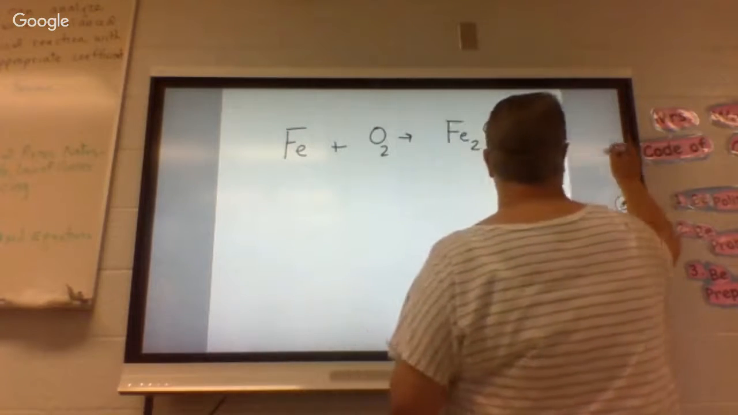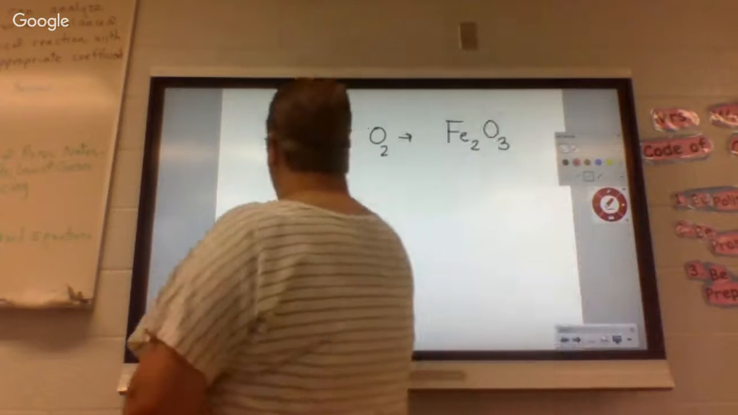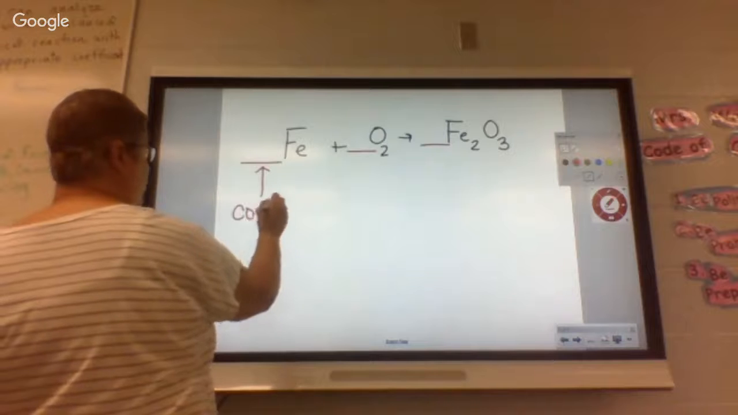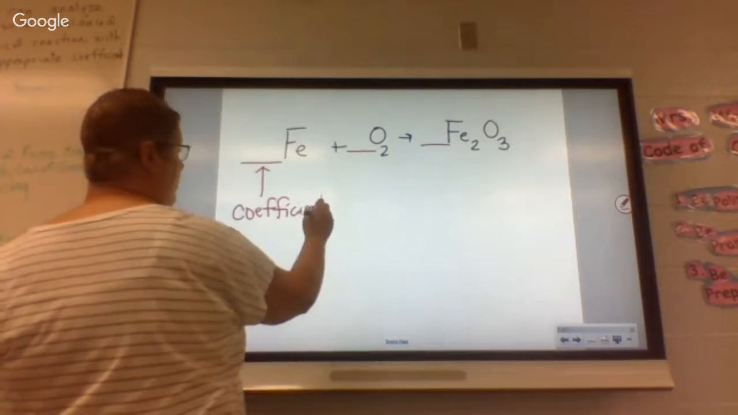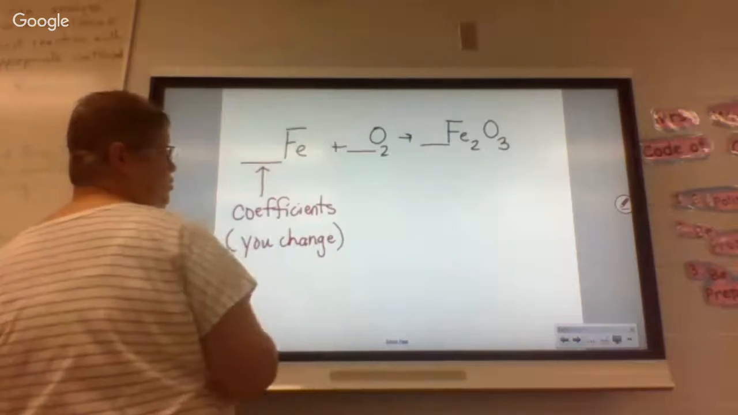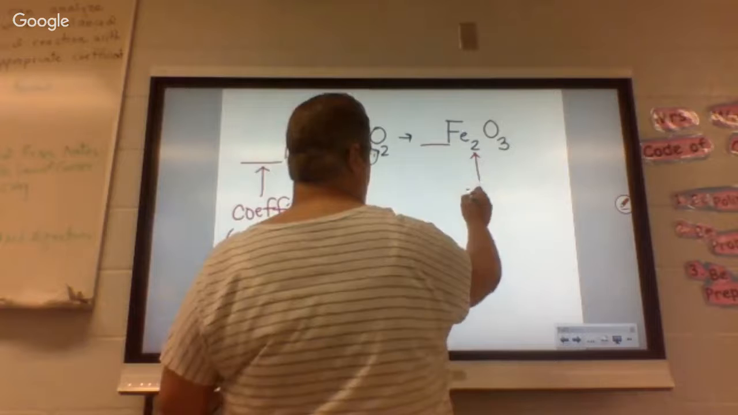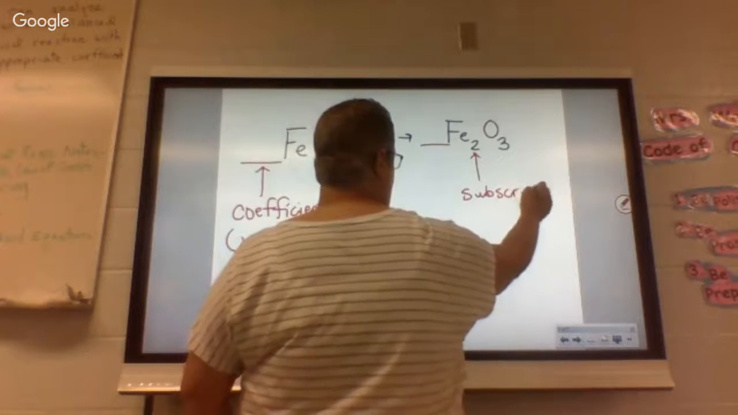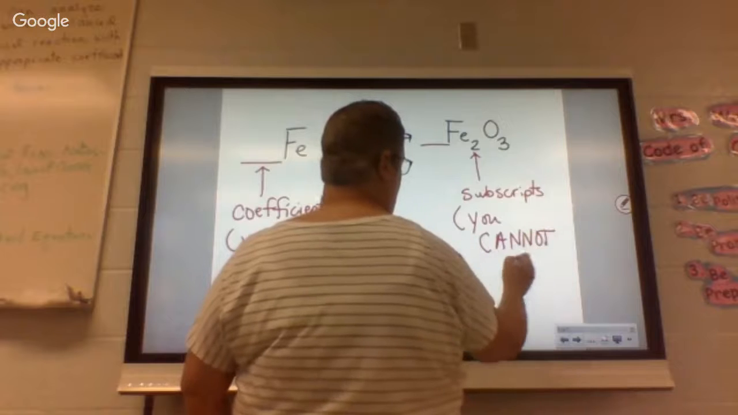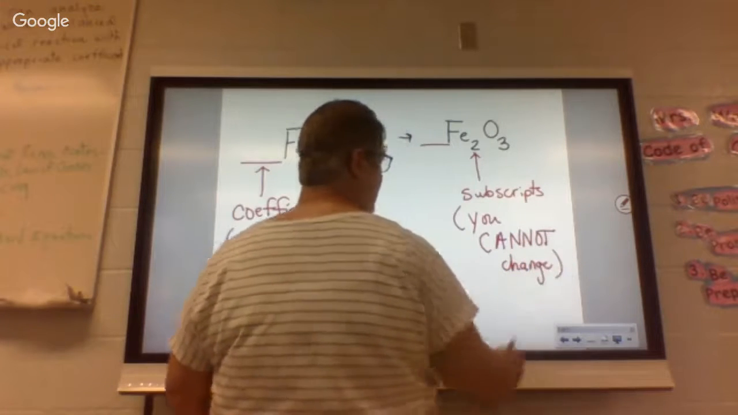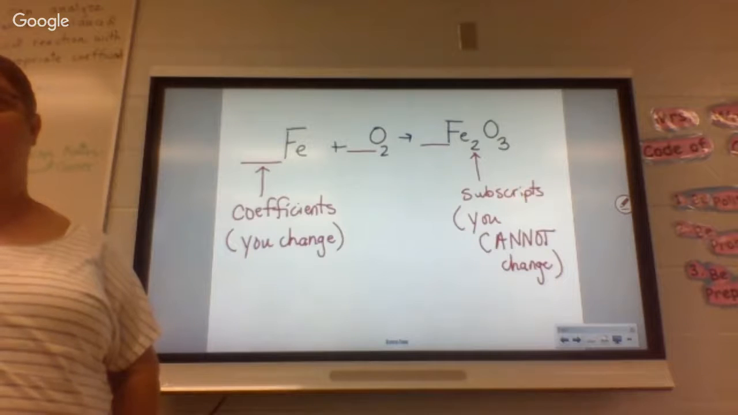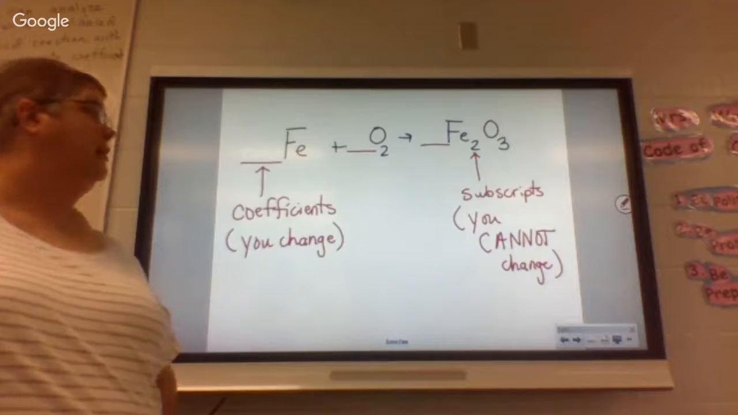Now, there's really only 2 kinds of numbers you have to concern yourself with. First of all, the only place you can put numbers is in front of the compounds. These numbers are called coefficients. They are the only numbers that you change. These are called subscripts. You cannot change those. At times, it would be much easier to be able to erase one of those numbers and change it to something else. But we can't change those. The only numbers we can change are the coefficients.